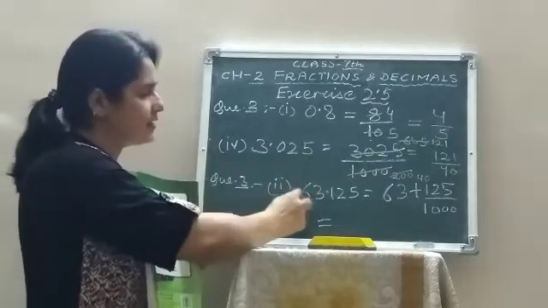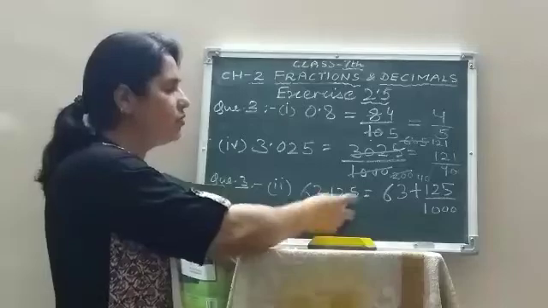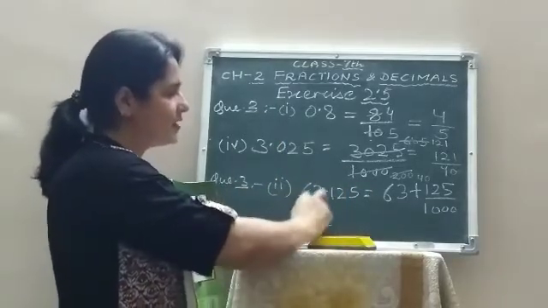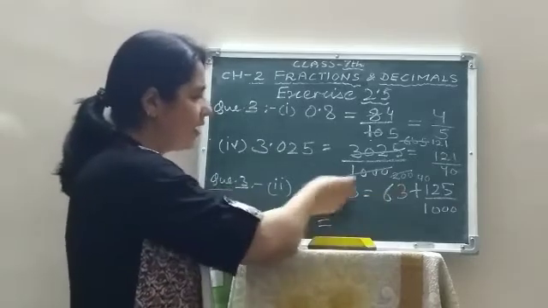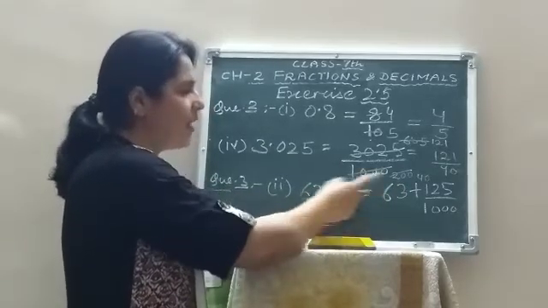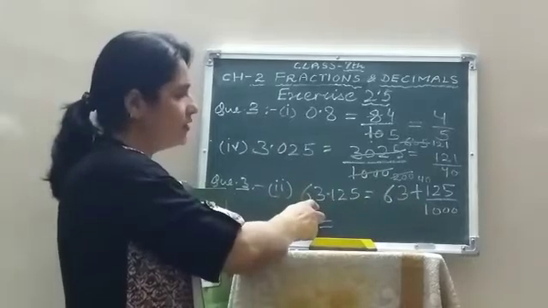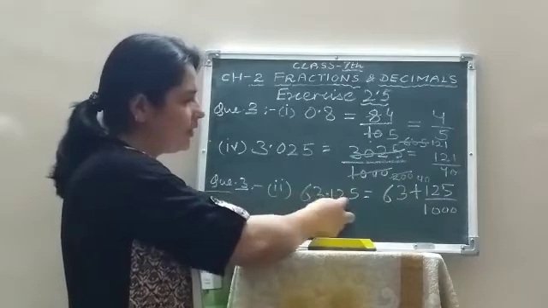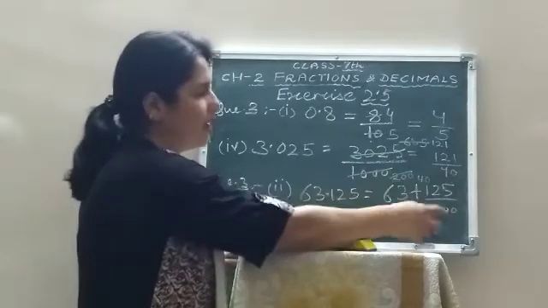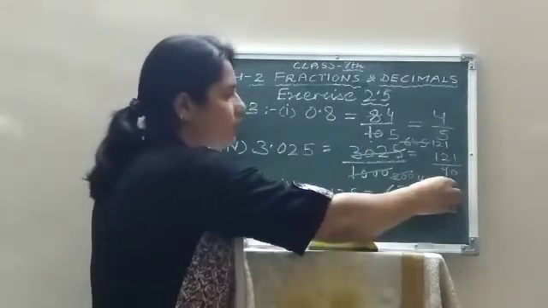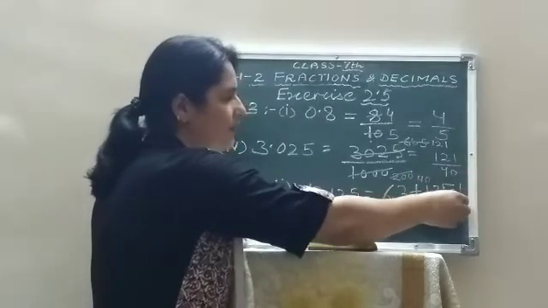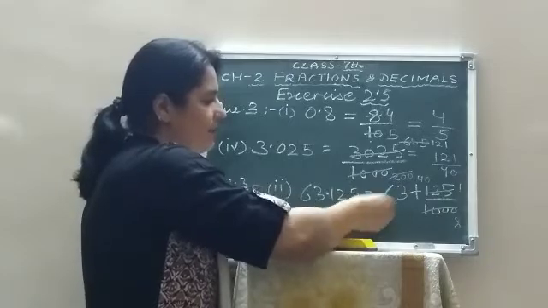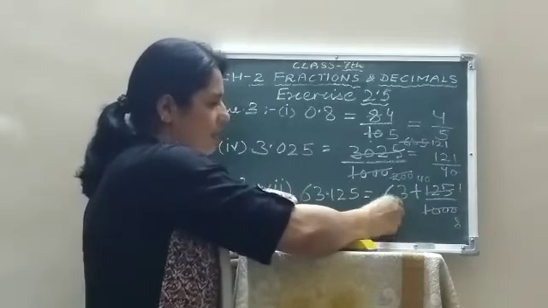See children, 63.125. Now simply I can write it like this: 63 plus, and I have converted only this decimal part into a fraction. So it becomes 63 plus 125 upon 1000, because after the point how many digits are there? 3 digits, so it will become 1000. Now 125 1s are 125 and 125 8s are 1000. So it becomes 63 whole number 1 upon 8.